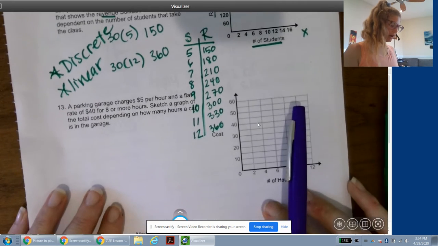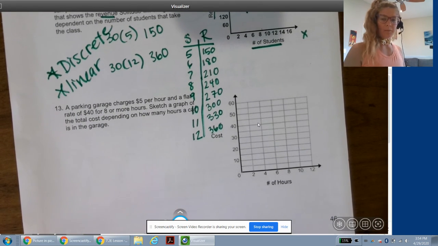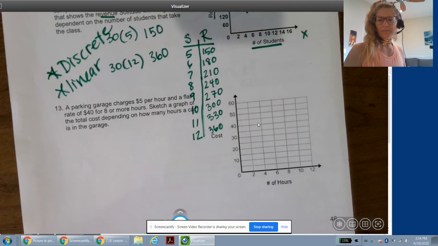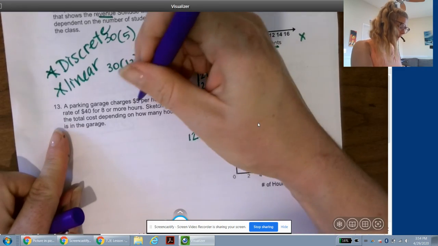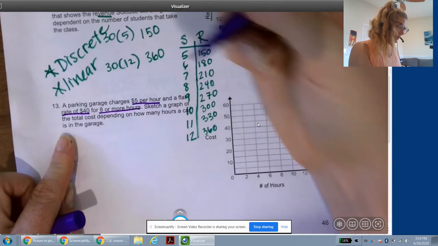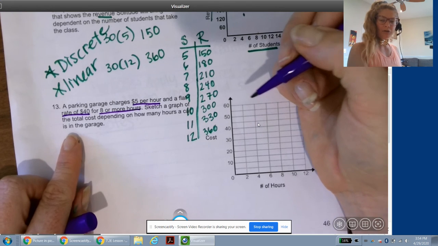Okay, so a parking garage charges $5 per hour and a flat rate of $40 for 8 or more hours. I mean, having a parking garage seems like a pretty good, profit-wise. You don't have a lot of upkeep. People just park there. I don't know, might be something to look into in investments. Parking garage charges $5 per hour and a flat rate of $40 for 8 or more hours. Sketch a graph for the total cost depending on how many hours a car is in the garage.